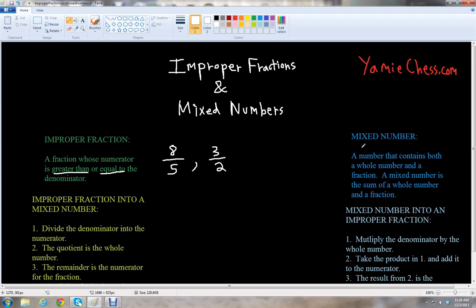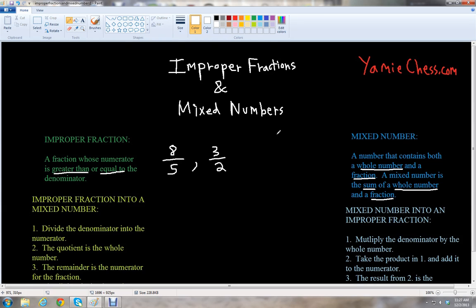Now, what is a mixed number? A mixed number is a little bit different than an improper fraction, but we'll see that they're both related once we get to how to convert from one to the other. A mixed number is a number that contains both a whole number and a fraction. We can think of a mixed number as the sum of a whole number and a fraction.